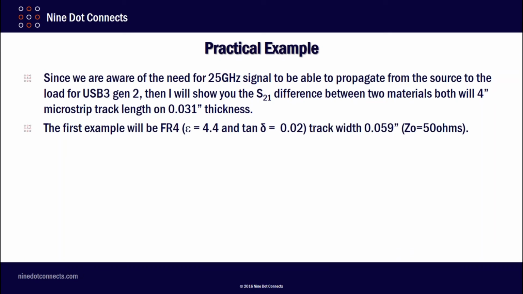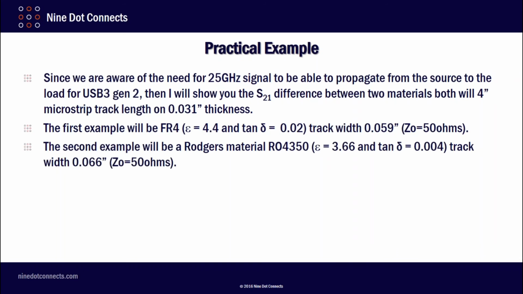My first example is going to be FR4. Again, the common permittivity assigned to that is 4.4. Loss tangent is 0.02, and I picked a track width of 59 mils. Again, I wanted to make sure that I had a 50 ohm impedance so I can match the port on my simulator.